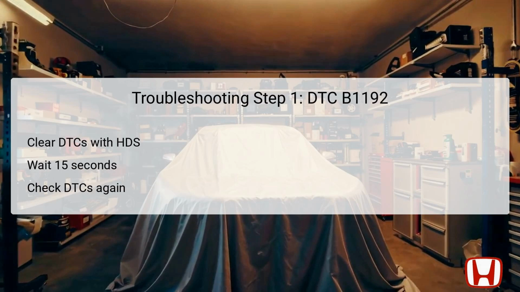The first troubleshooting step involves clearing the diagnostic trouble codes, DTCs, using the Honda Diagnostics System, HDS. This action resets the vehicle's onboard diagnostics, allowing for re-evaluation of the system's conditions. After clearing the codes, it's crucial to wait for at least 15 seconds to allow the systems to reset properly. Following this brief waiting period, check for DTCs again using the HDS. If DTC B1192 appears, it indicates that there's still a communication fault that needs further troubleshooting.